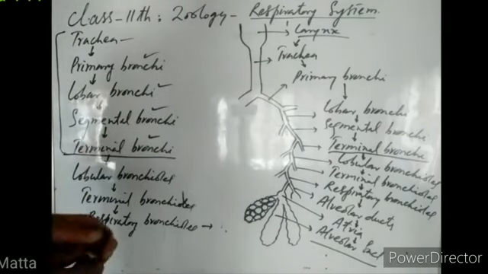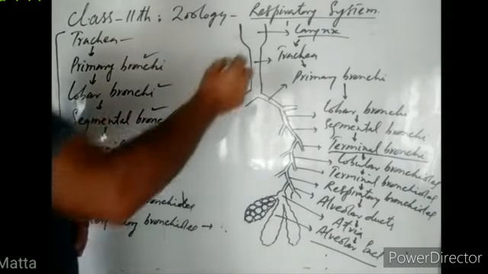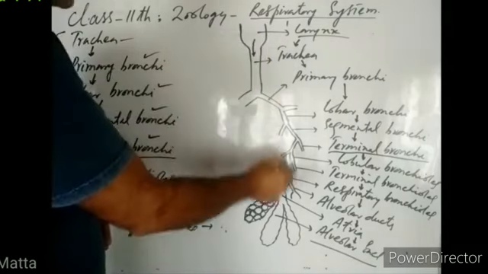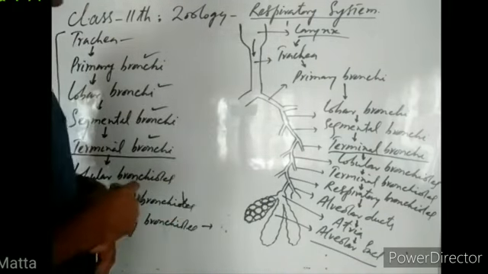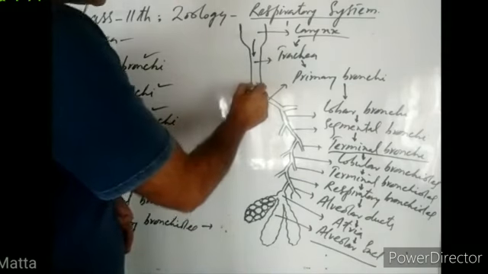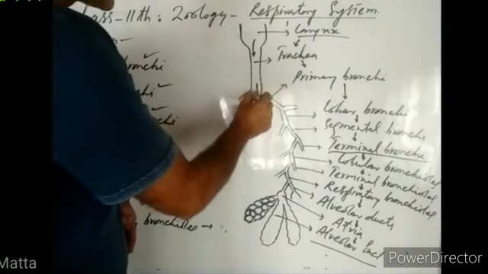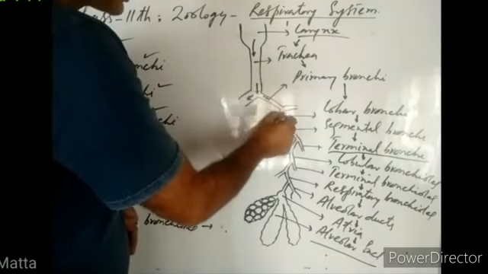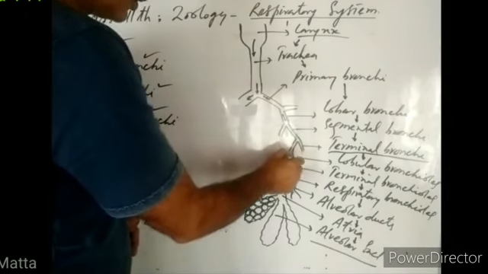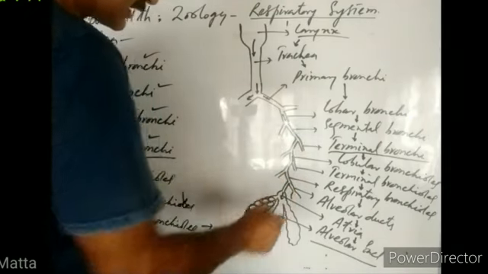What is the function of this respiratory tract? It carries the inhaled air down into alveolar sacs. Its function is to carry this inhaled air into the alveolar sacs. So it serves as the passage for this inhaled air to go into the alveolar sacs, right?